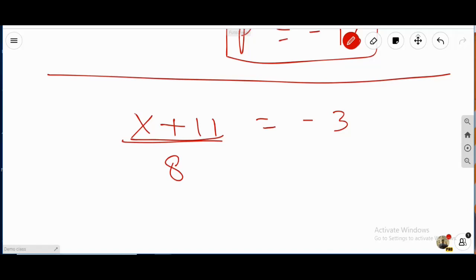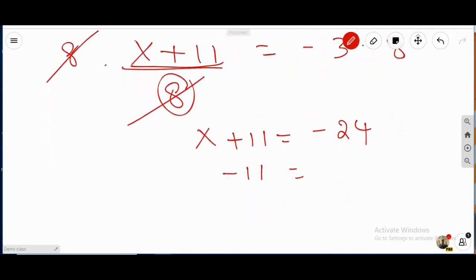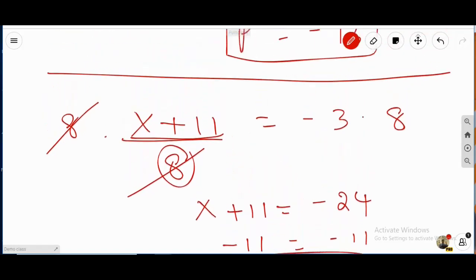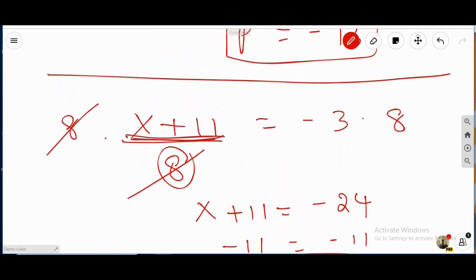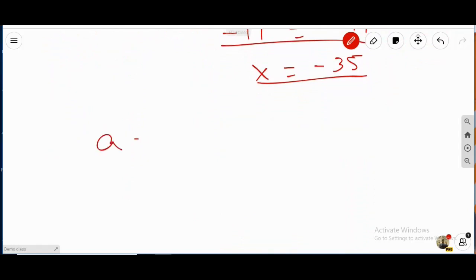So here first I'm going to multiply by 8 to get rid of the division. So here I get x plus 11 is equal to negative 24, and then I subtract 11 on both the sides, so I can get x equals negative 35. So here, whenever one term is totally divided by the other term, we have to multiply first and then add or subtract accordingly. So let us do one more, and then we will stop there.